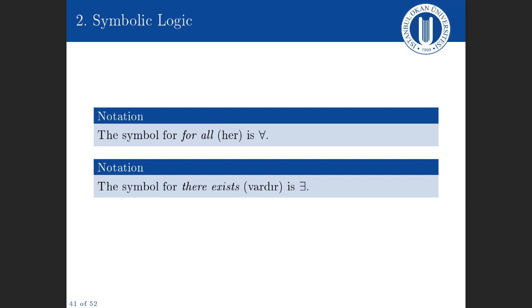And I'm going to finish this chapter by just introducing two more symbols. The symbol for all is this upside down capital A. The symbol for there exists is this backwards capital E. You can remember this because all starts with the letter A and exists starts with the letter E.